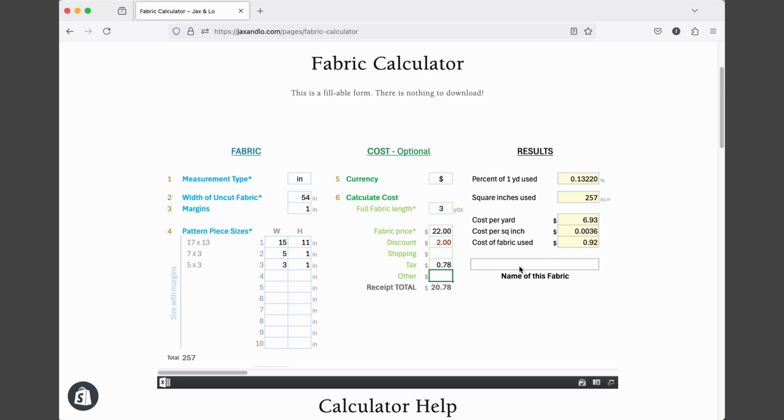And there's this one area here where you can name this fabric. That way, if you decide to screenshot this, you can, because there is no way to save this. In fact, if you want to go ahead and reset everything, you go up here to the reload and it will go ahead and wipe everything out for you and reset it.